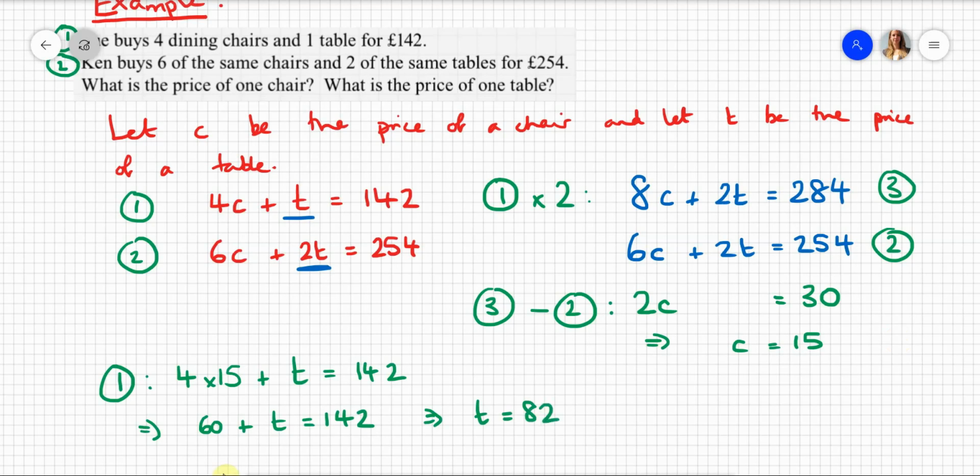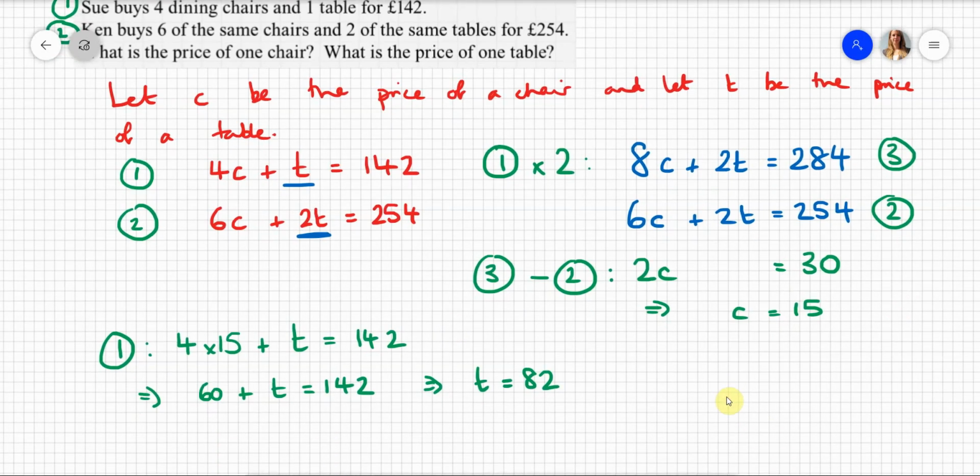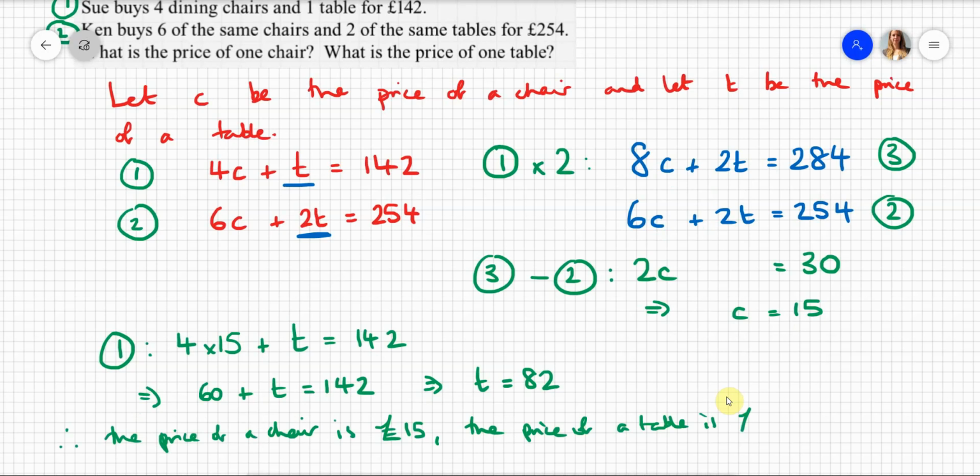So now let's just write a concluding sentence. Therefore, the price of a chair is £15. The price of a table is £82.